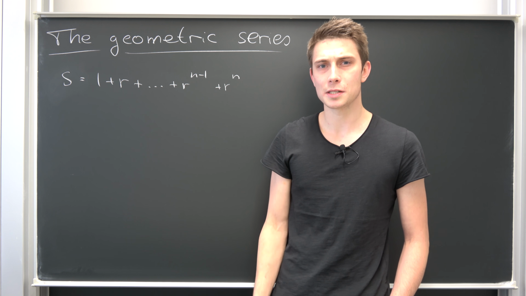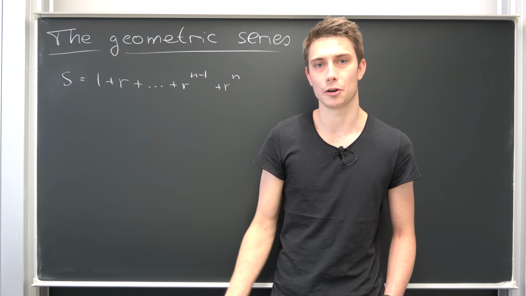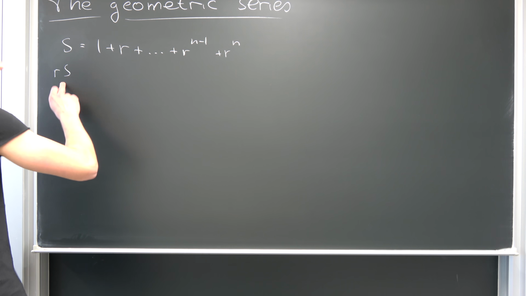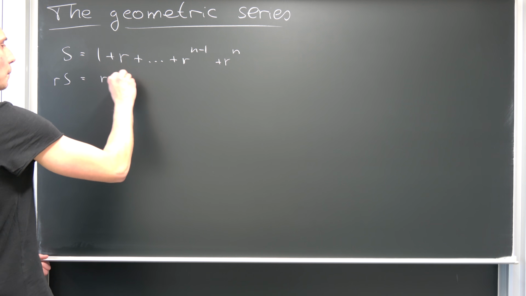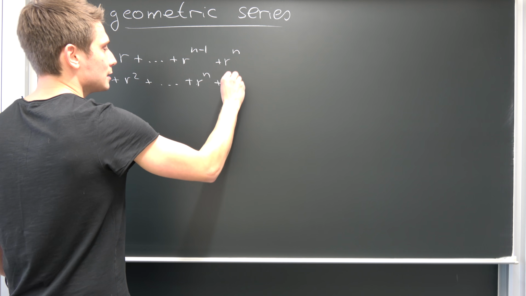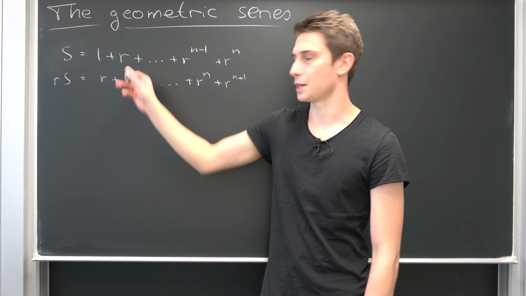And for this purpose, I would just like to multiply this S right here by r. Okay, so this is really easy. If we multiply S by r, we are going to end up with, well, this is just r plus r squared plus dot dot dot plus r to the nth power plus r to the n plus 1. Just distributing the r into every part up here.